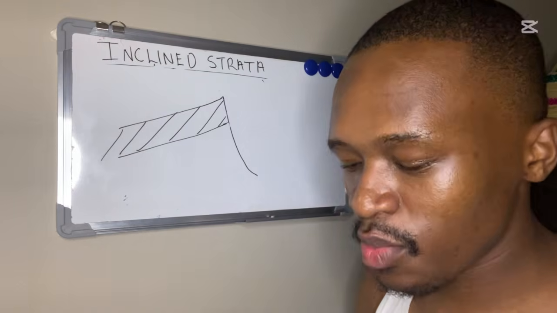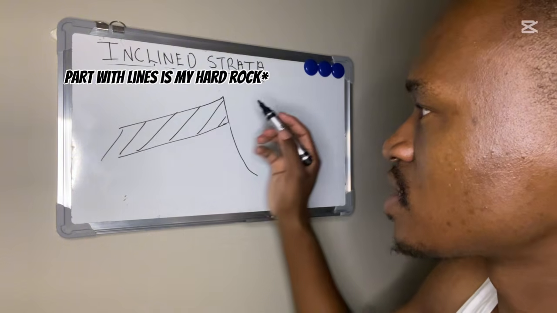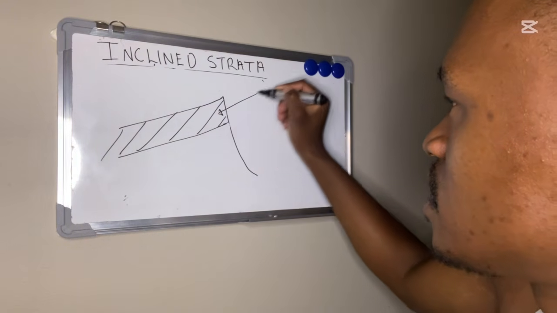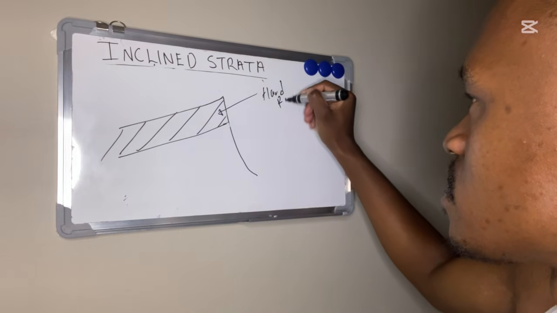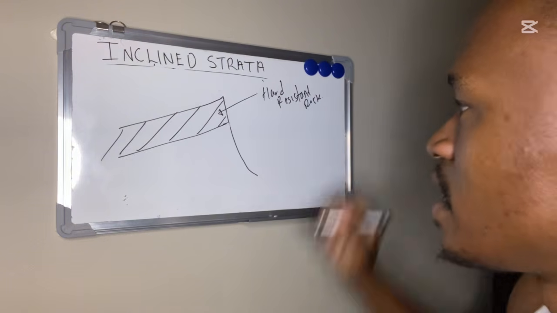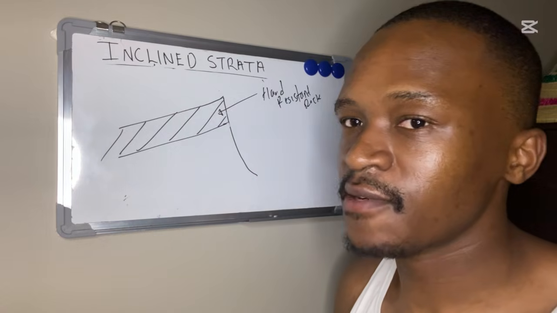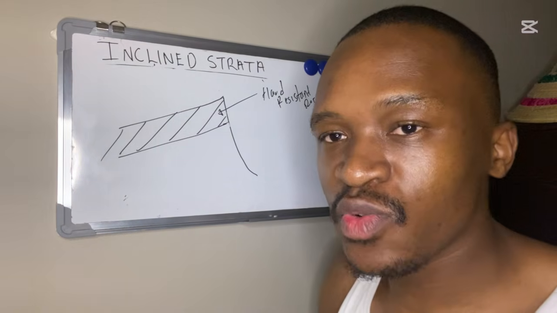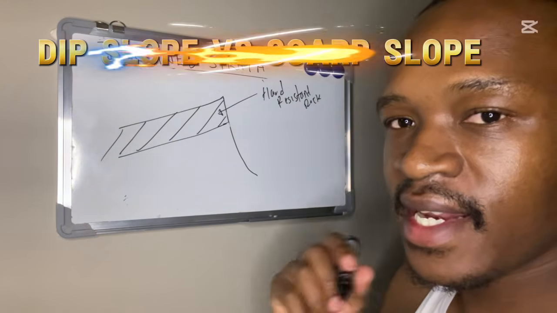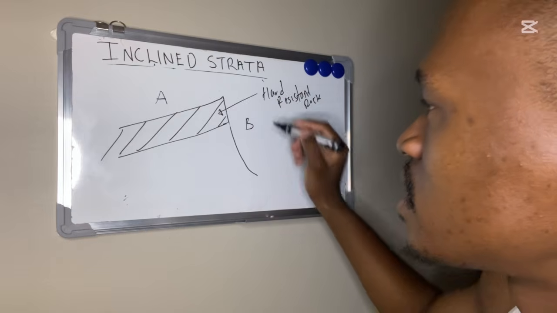Another thing that you need to know before we dive deep into this topic is that can you see these lines which I drew here? They represent my hard resistant rock, right? My hard resistant rock, and the underlying rock will be softer compared to this one, right? And then you need to know the difference between a dip slope and a scarp slope. Let me put letter A on this side and B on the other side, right?